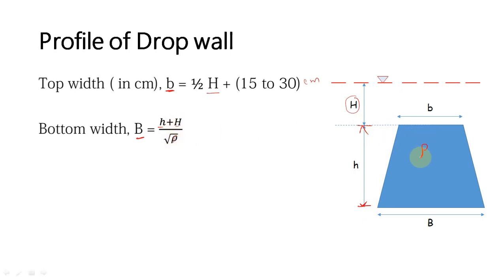Here rho is the specific gravity of the masonry structure. If it is made up of concrete, then the specific gravity of concrete is 2.4. If it is made up of brick, then you go with 2.0, the specific gravity of brick. If it is made up of RCC, for example, then the specific gravity rho is 2.5. Rho is not the density, it is the specific gravity.